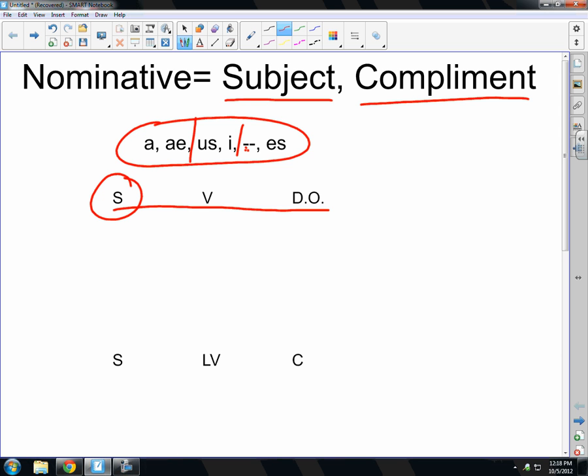And the question is, of course, what is a subject? The subject is the doer of the action in this particular pattern. It does whatever the action is. So, Tom runs. Who is doing the running? Tom is. The doer of this action is the subject of the sentence.